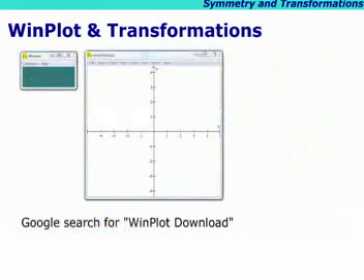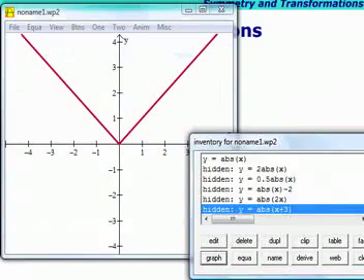Now, a tool that I found real handy when looking at transformations is a graphing calculator, and this one here I've found very superior. It's called WinPlot. If you do a Google search for WinPlot download, you'll find it. You can download and install it on any Windows-based computer, and it works really well. I've queued up a few transformations of the absolute value function.